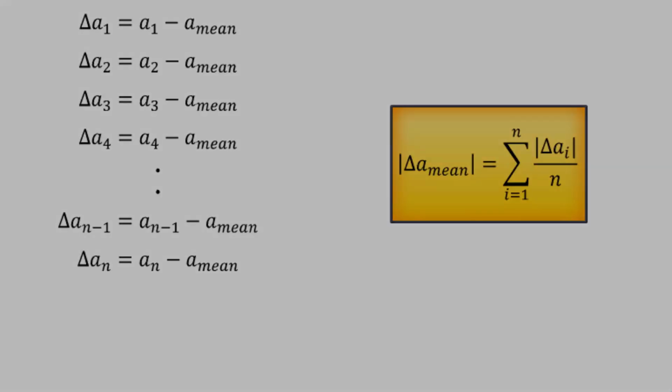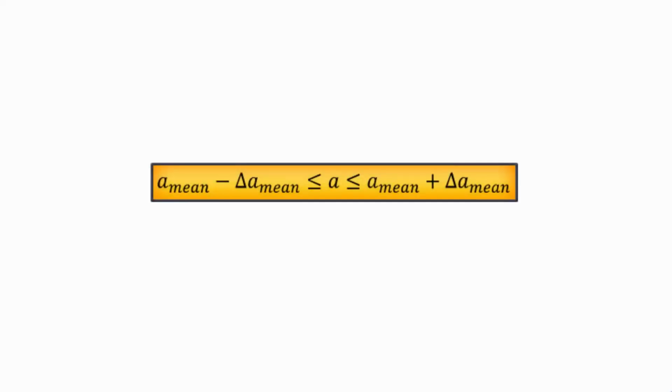If we take a single measurement instead of n number of measurements, then the value of the measurement lies in the range A mean plus or minus delta A mean. This implies that any measurement of a physical quantity A is likely to lie between the values A mean minus delta A mean and A mean plus delta A mean.